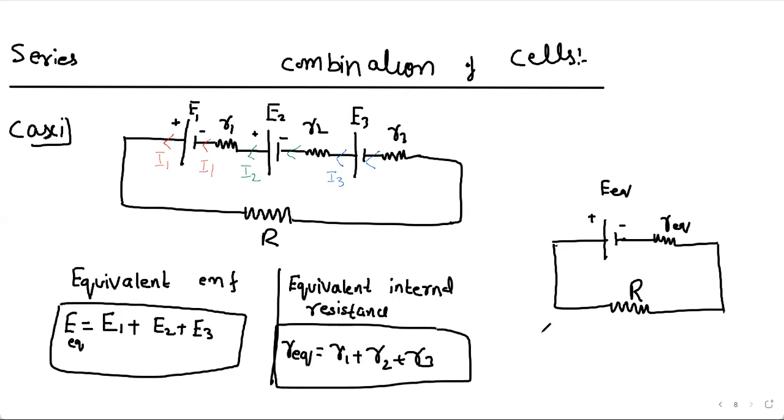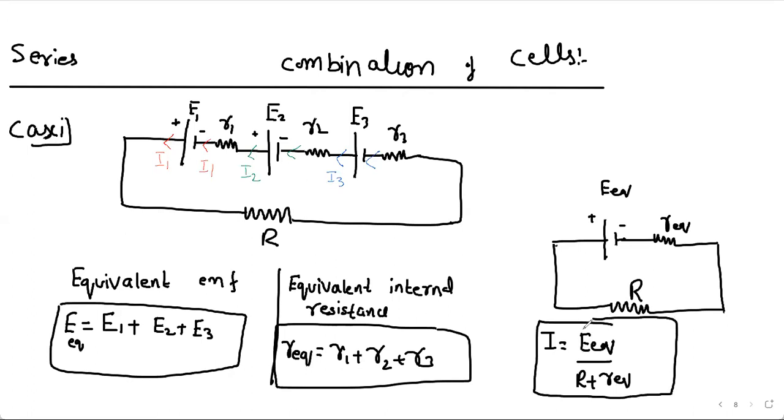Now you can easily get the value of current. The current in the circuit is total equivalent EMF divided by external resistance plus equivalent internal resistance of the circuit. So if a combination of cells is given, first get the value of equivalent EMF, get the value of equivalent internal resistance, make a circuit, then calculate the value of current. In NCERT, you have questions based on these relations. Just note it down.